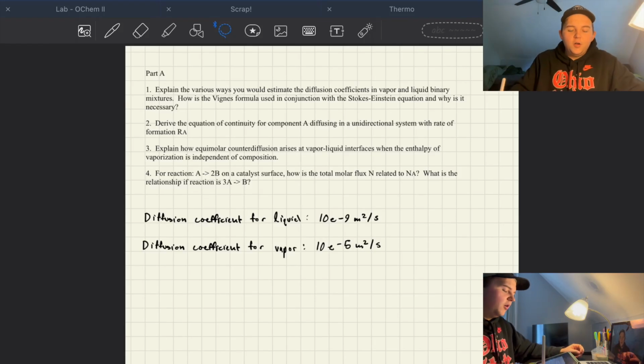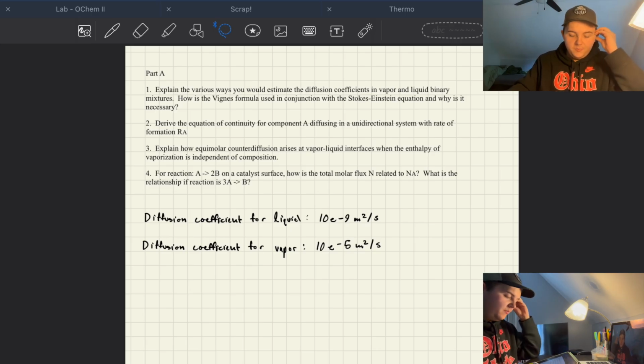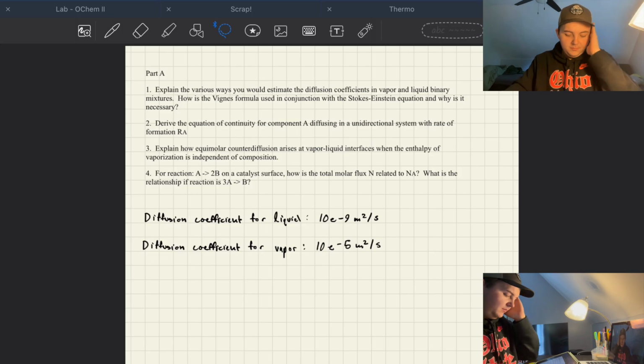Okay, we're gonna get started on homework for part A. Part 1 is: explain the various ways you would estimate the diffusion coefficients in vapor and liquid binary mixtures, and how is the Vignes formula used in conjunction with the Stokes-Einstein equation, and why is it necessary?